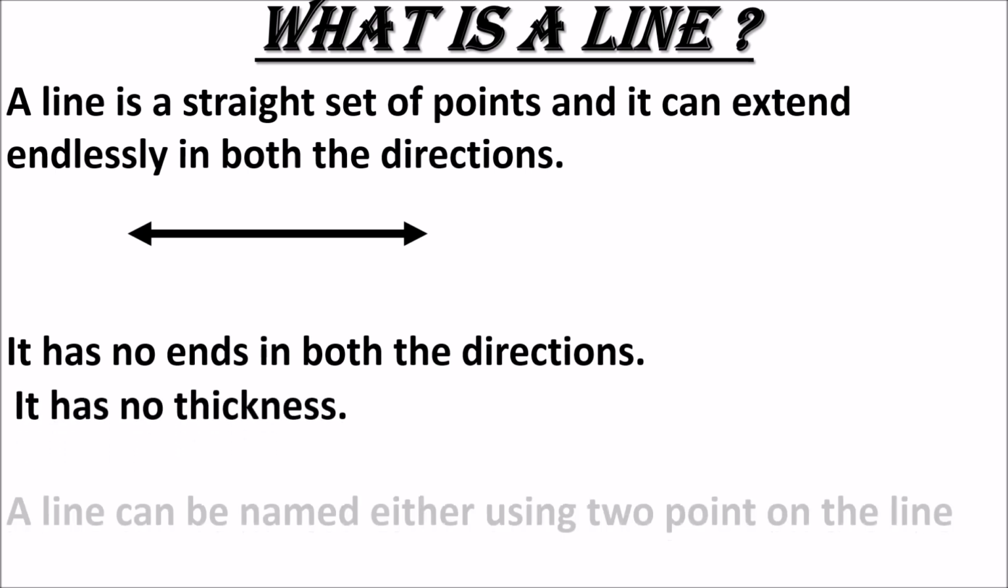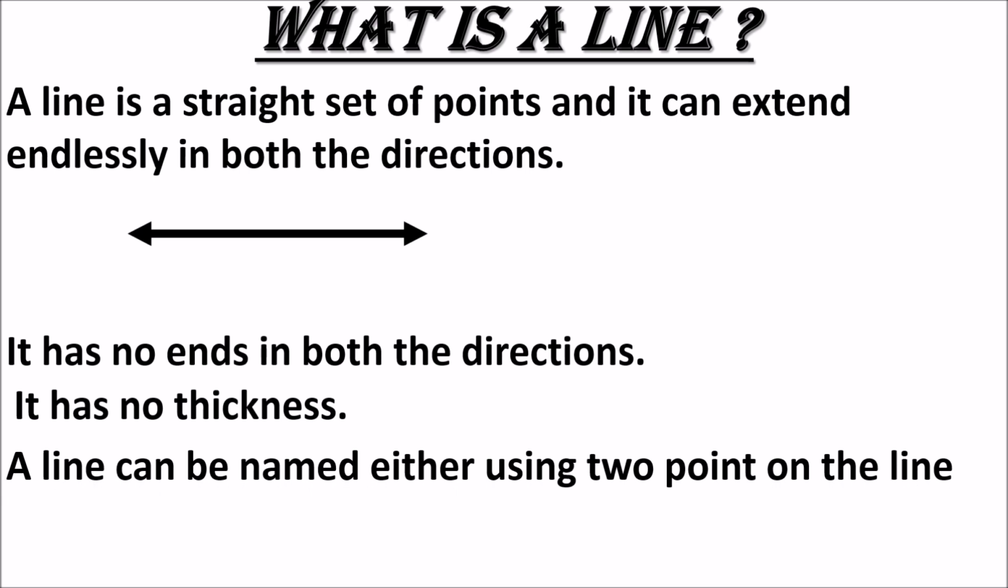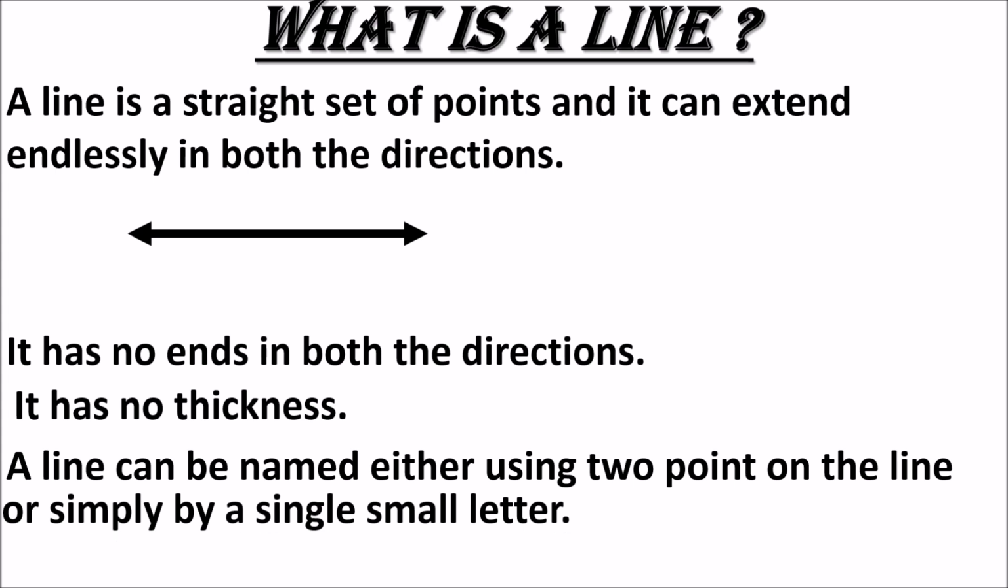It has no thickness. A line can be named either using 2 points on the line or simply by a single small letter. See, I have taken a point on a line. Now we will take one more point like this. Here we have another point on the line. Now we'll name those 2 points. Now here we have 2 points on the line, point A and point B.